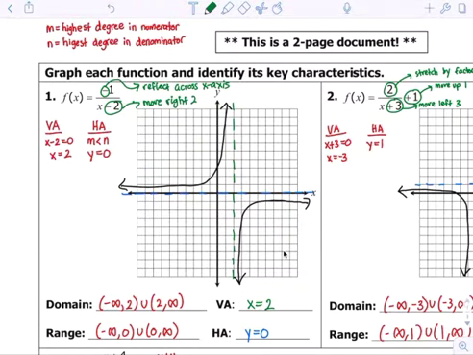And for the domain, you just take a look at the vertical asymptote: -infinity to 2, and 2 to infinity. And for the range, you look at the horizontal asymptote, which is -infinity to 0 and 0 to infinity. And there's your graph.